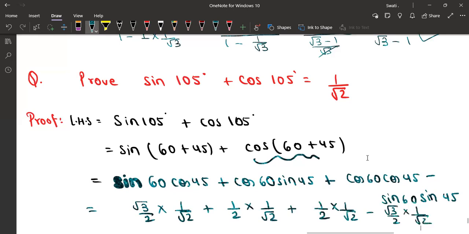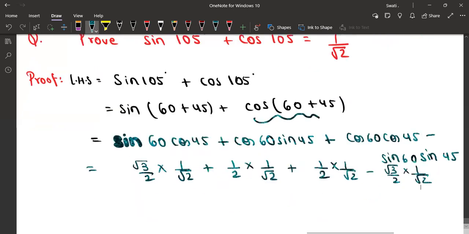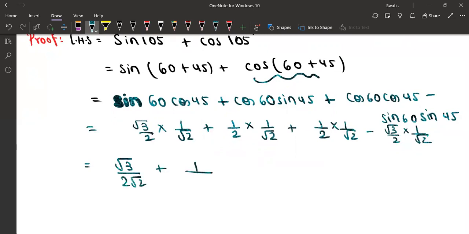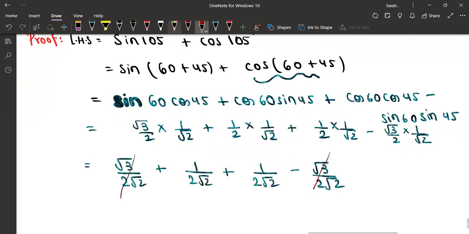Now, let us write this down. We can simplify this further. The very first expression is root 3 times 1, that is root 3 upon 2 root 2, plus this will become 1 into 1 is 1, over 2 root 2. This will become plus 1 into 1 is 1, 2 into root 2 is 2 root 2, minus root 3 into 1 is root 3, and then 2 root 2. We can notice one thing here, that this term and this term will get cancelled because they are plus and minus and they are the same terms. So we are getting 1 upon 2 root 2 plus 1 upon 2 root 2.